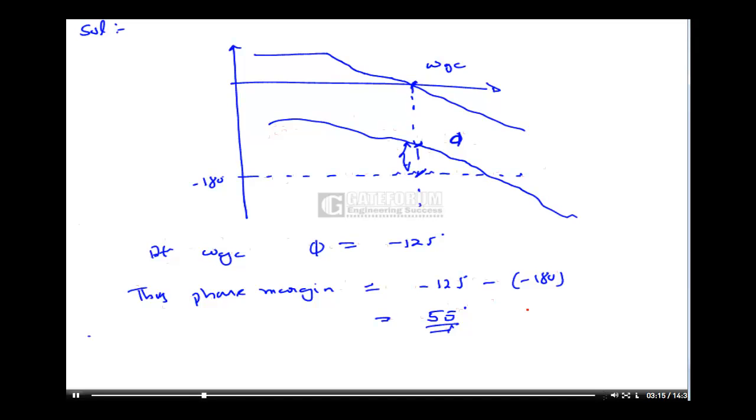Now another problem. First, algebraic equations are given. From these algebraic equations I have to draw a signal flow graph, and then I have to find the gains which are asked in the question. Draw a signal flow graph for the following set of algebraic equations.